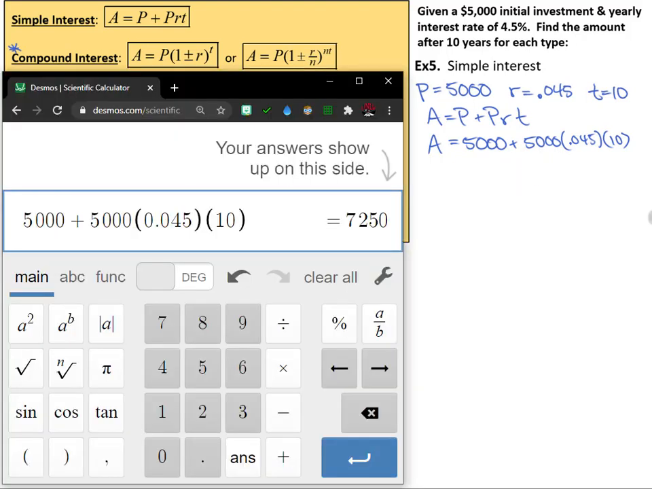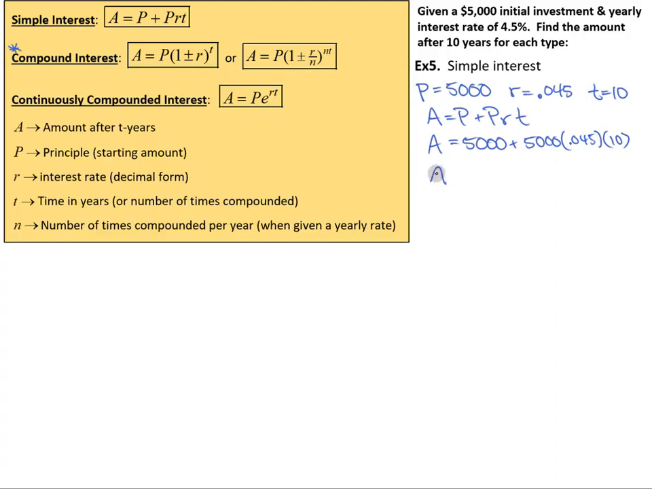Okay, so here we are. You're using Desmos to find our value. We get 5,000 plus 5,000 times our 4.5% times 10 years. Tells me in my account, we will have $7,250. We'll go ahead and put some change at the end because we're talking about money. Okay, so that's how much money I would have if I got a simple interest rate of 4.5% and left it in there for 10 years. Let's see how that compares with some of our other types of interest.